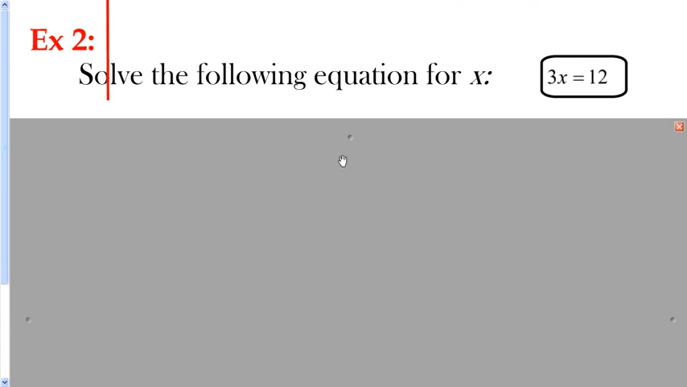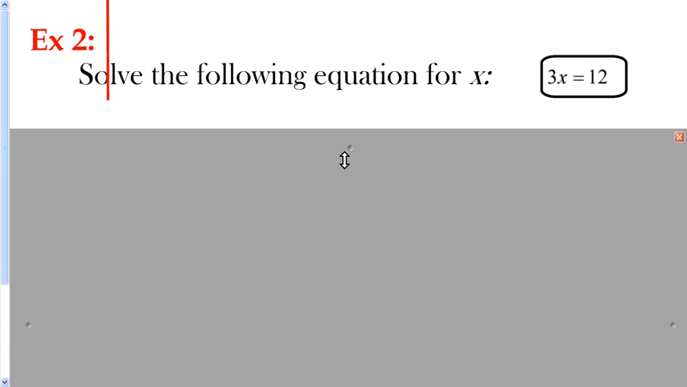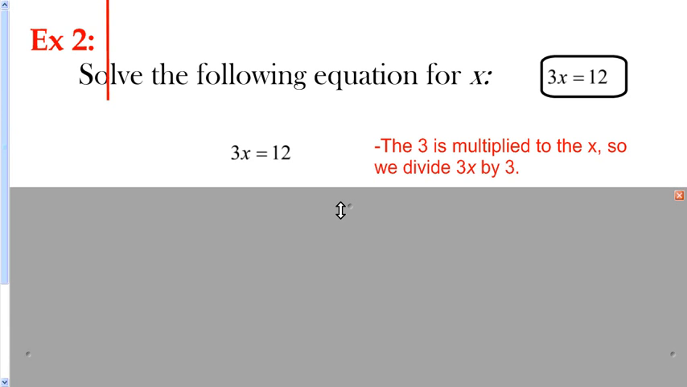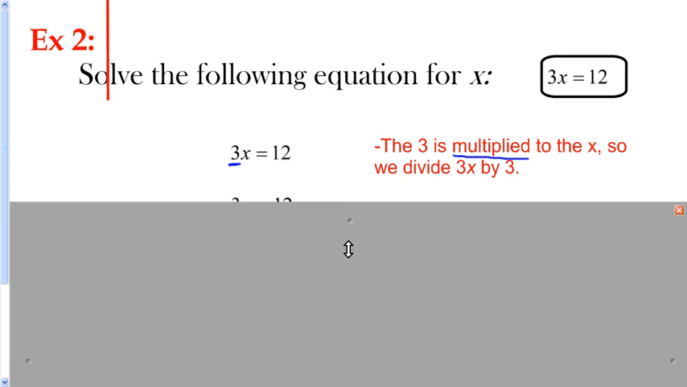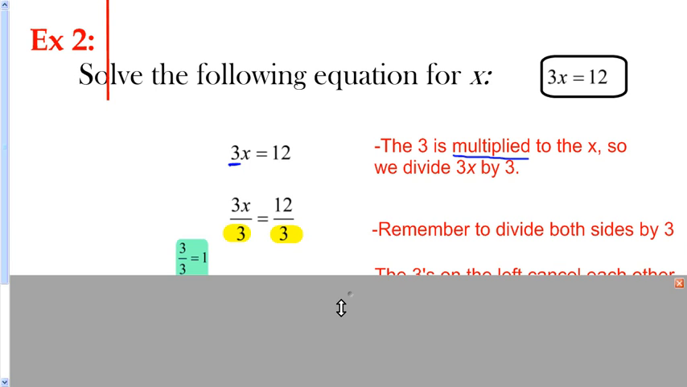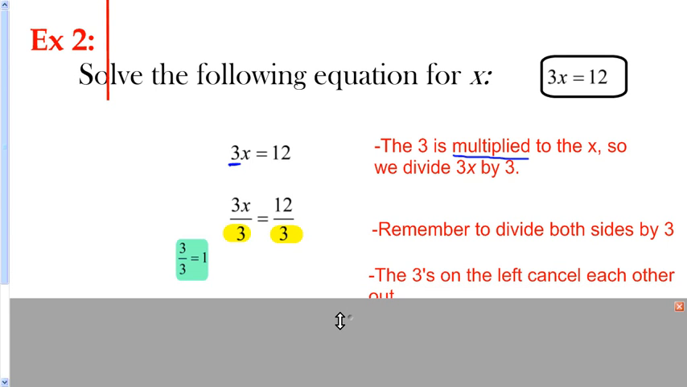Okay, next example. 3x is equal to 12. We need to get rid of the 3. To do that, we have to know what the 3 is doing to the x. The 3 is multiplied to the x, so the reverse of multiplication is division. To get rid of the 3, we have to divide by 3. So you see here we're dividing both sides by 3.